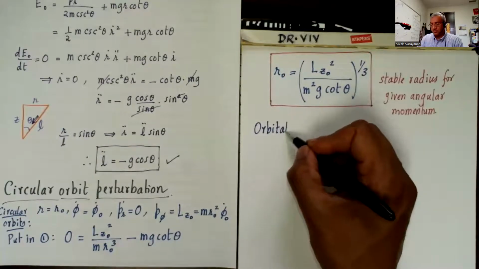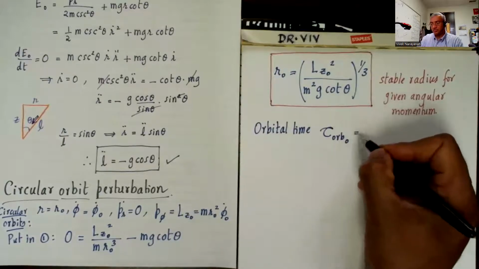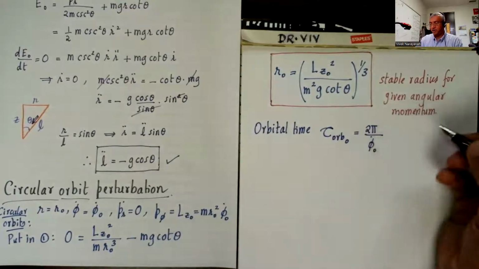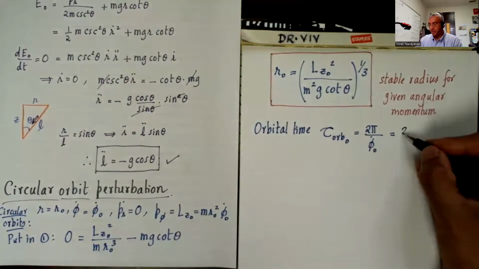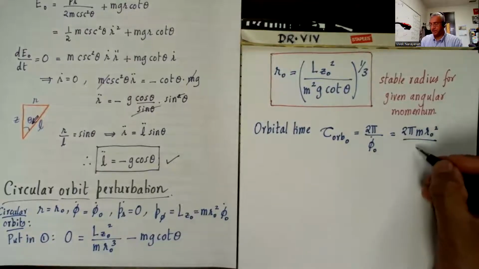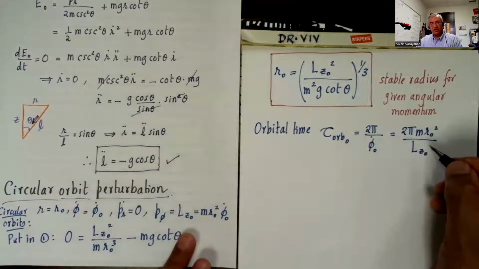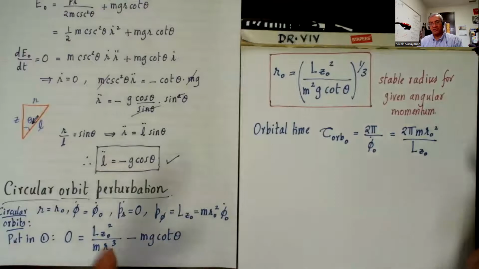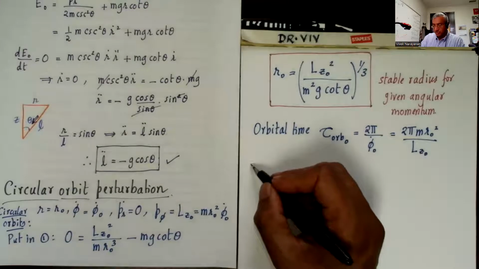So that's easily got. I'll call it tau orbit. For a circular orbit, it's tau orbit naught, and that's just going to be 2 pi over phi dot naught. But phi dot naught is right here. So that's going to be 2 pi m r naught squared over LZ naught, because phi dot naught is LZ naught over m r naught squared. Okay, now I can substitute for r naught squared from there, and you can write the orbit period in great detail. I won't bother doing it. Now I'm more focused on the perturbation.